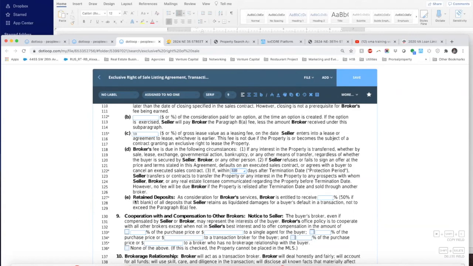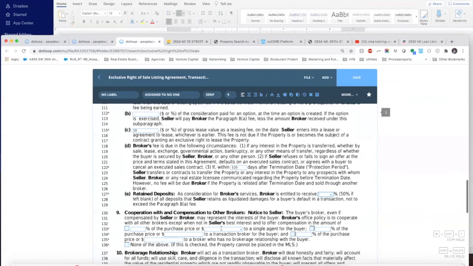Next one is retained deposits. As consideration for broker services, broker is entitled to receive, by default, 50%. Usually I prefer to keep it as that. So let's say there was a down payment of $20,000 on the contract, then the buyer defaulted on the purchase, and the agent will get 50% of the deposits which was made. In that case, it's $10,000. $10,000 to the seller, $10,000 to the brokerage.